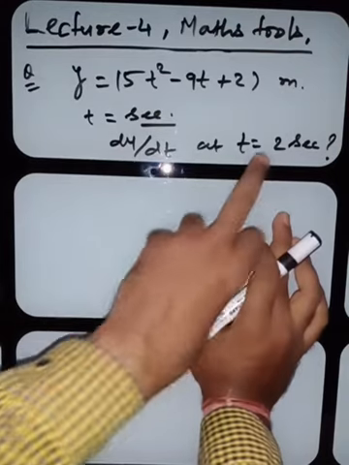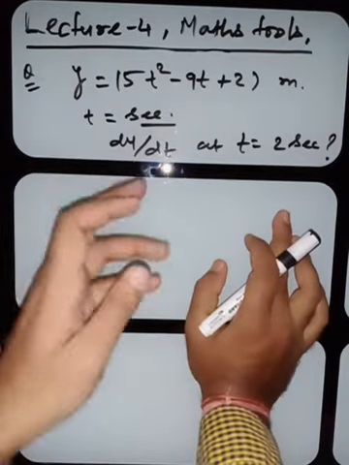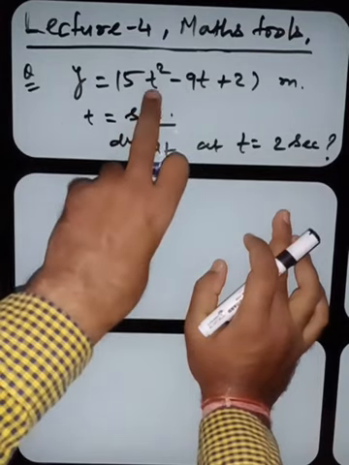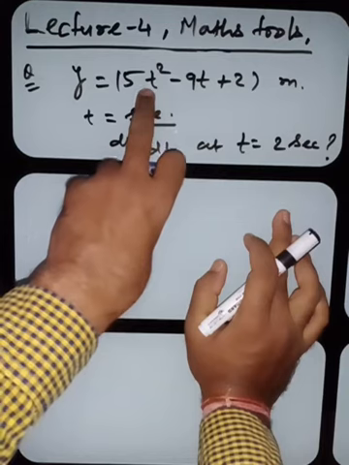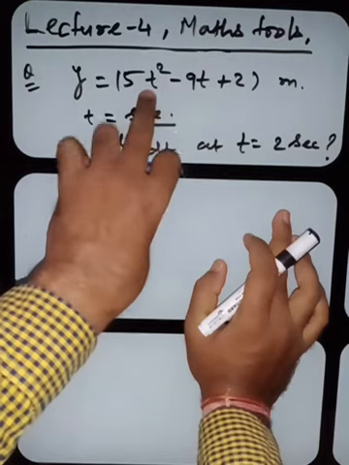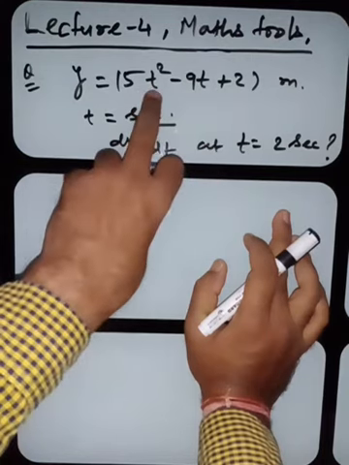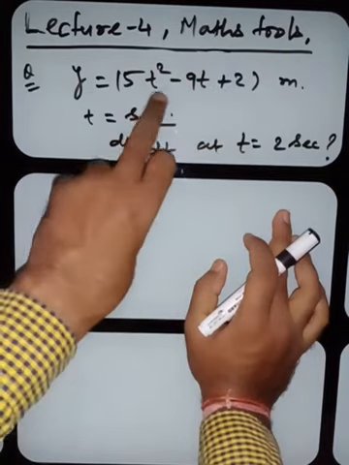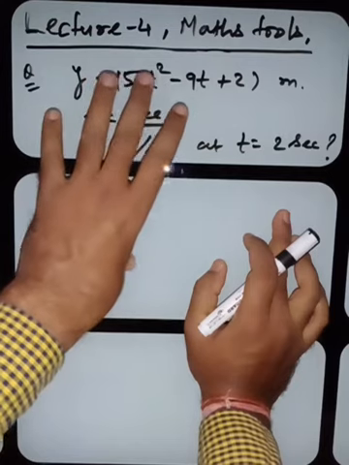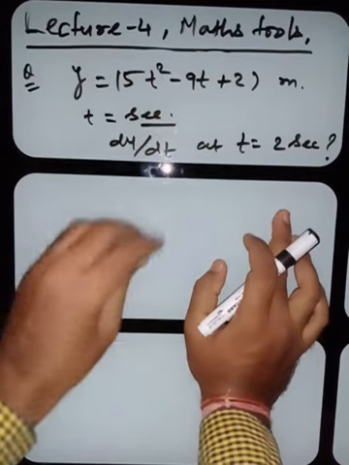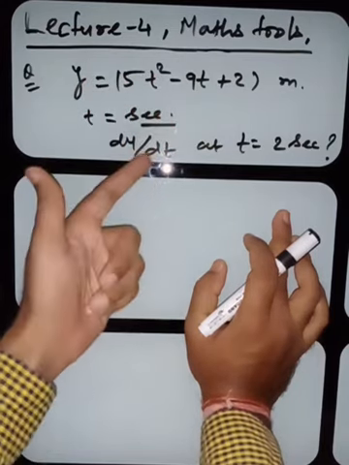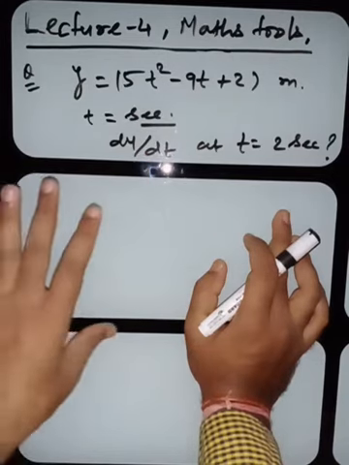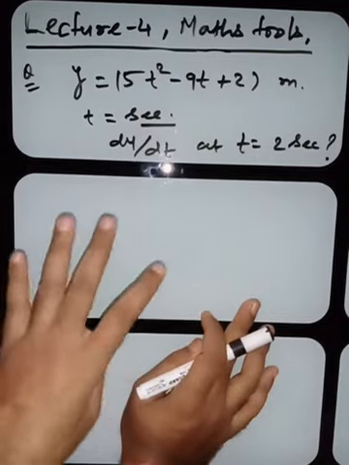2 seconds. If a particle changes its position with this function of t, as you change t, you can see at 0 second the particle will be at 2 meters. At 1 second, the particle will be at a different position. So as time changes, this value of y is changing. And if the position is changing, it means the particle has velocity. If you are changing your position, it means you have some velocity, and you have to find the velocity. All right, but forget all these things, we will study them in very detail in kinematics.